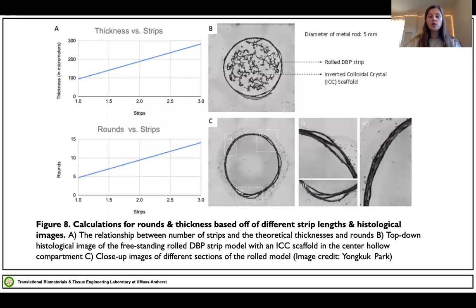These graphs demonstrate that using increased numbers of 5-piece strips will increase the thickness and the number of rounds in the freestanding analog. And on the right are some histological images from Youngkook Park, a graduate student in the Lee Lab. The histological images could verify the theoretical rounds and thicknesses based on the number of strips used.